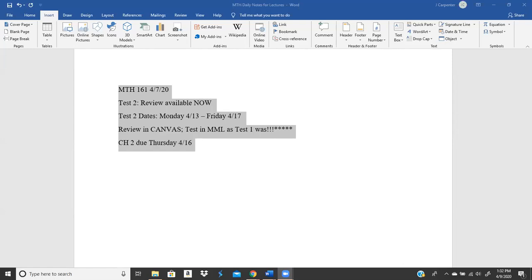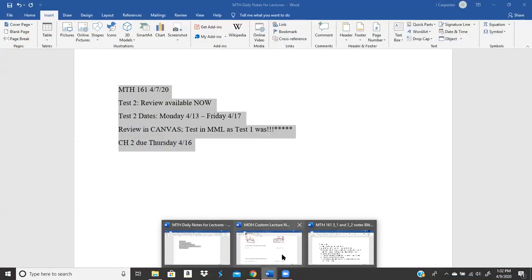It is supposed to be no calculator, but obviously I can't do anything about that if you do. So just make sure that you have this stuff to the best of your ability without a calculator. Anything else I need to say? And of course, this needs to be your own work. Homework is due on Thursday the 16th.